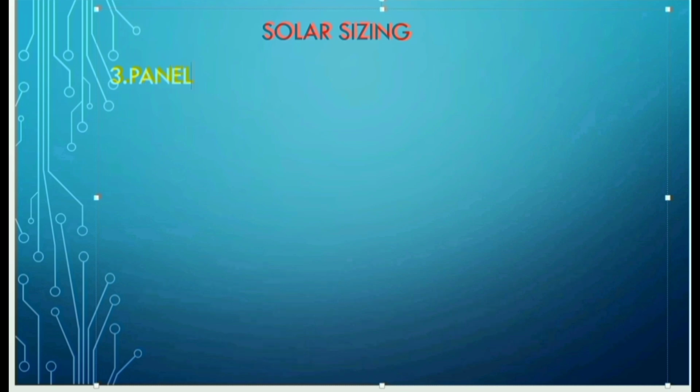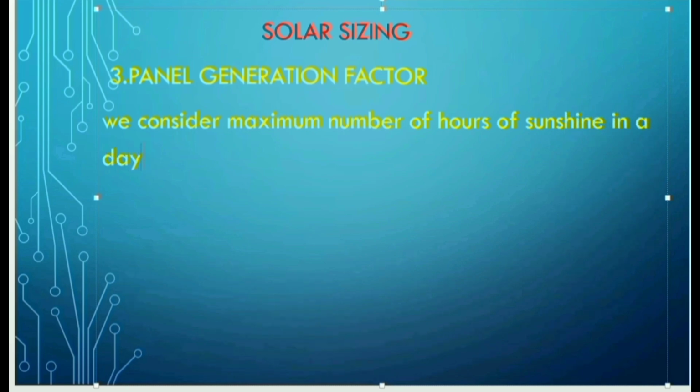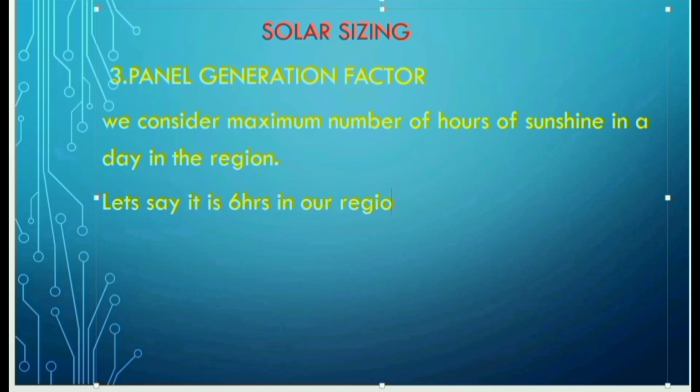Step 3, we look for panel generation factor. To look for panel generation factor, we consider the maximum number of hours of sunshine in a day in our region. How many hours does the sun shine in a day in the region of consideration? Let's say the sun will shine 6 hours in a day in our region.